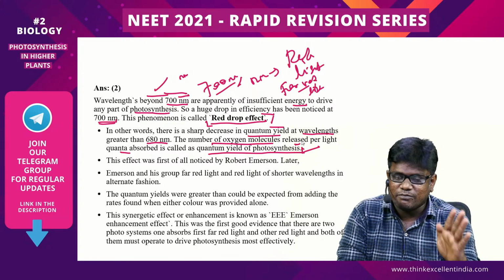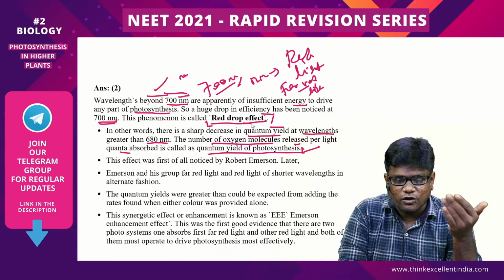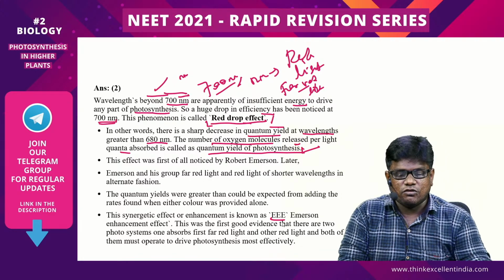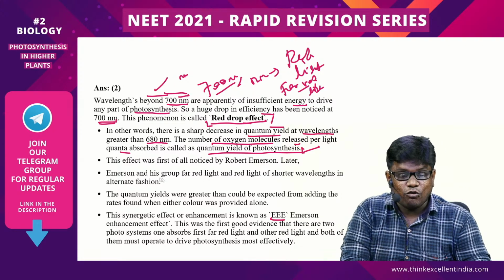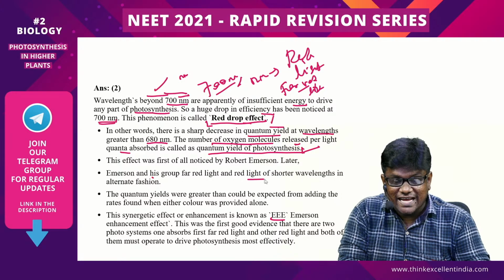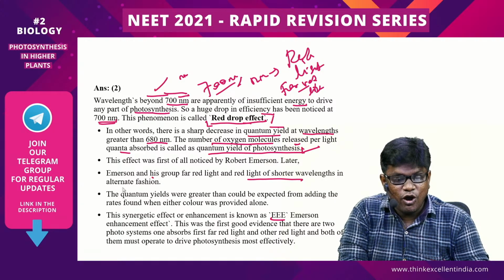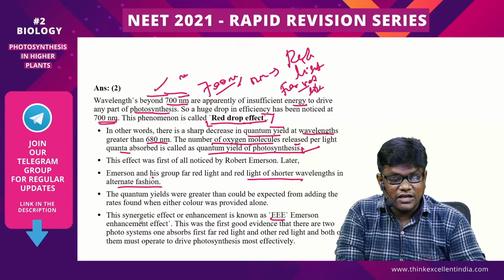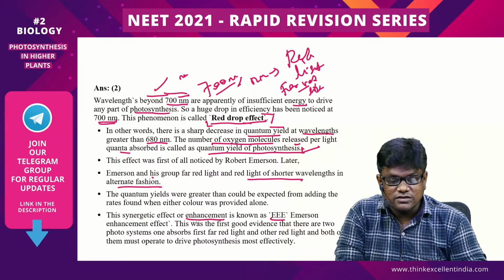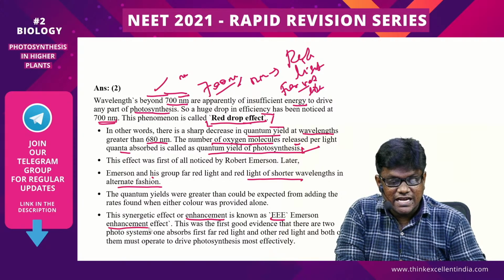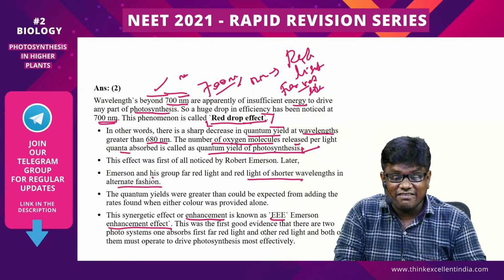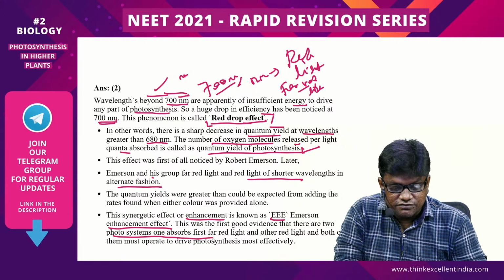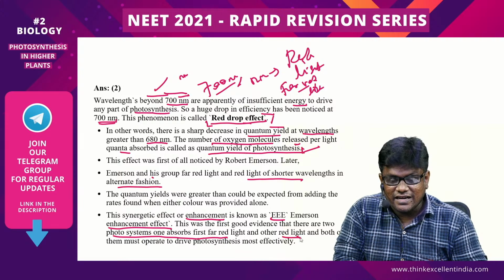In the normal photosynthesis process, the red drop effect happens. At the same time, what is exactly going to happen? The triple E process happens. What is the meaning of the triple E process? The shorter wavelengths alternate and move. So that is noted here, you can see the enhancement is known as triple E, Emerson enhancement effect. So in the evidence, what they did first was that photosystems absorb first far red light, then red light.